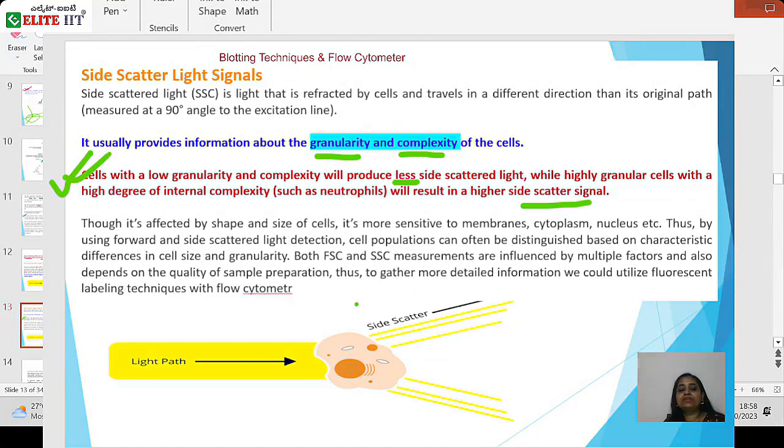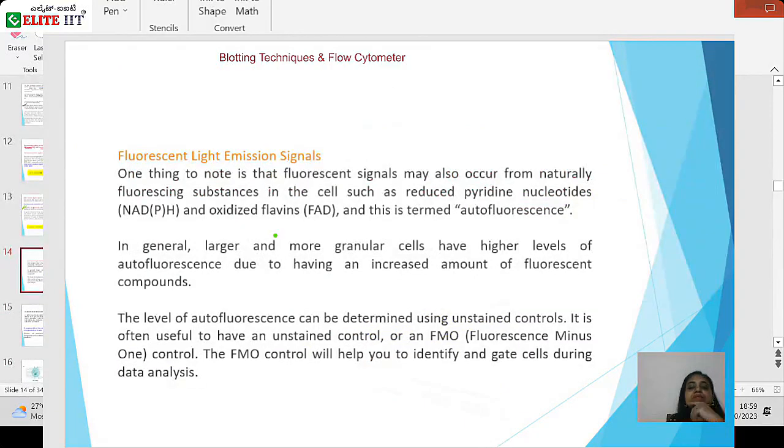Here, in the case of side scatter, we are not measuring the size of the particle. Although it is affected by the size of the molecule, it is more sensitive towards granularity and complexity. It is also sensitive to membrane, cytoplasm, and nucleus. That is also there. Now, nothing important from this.